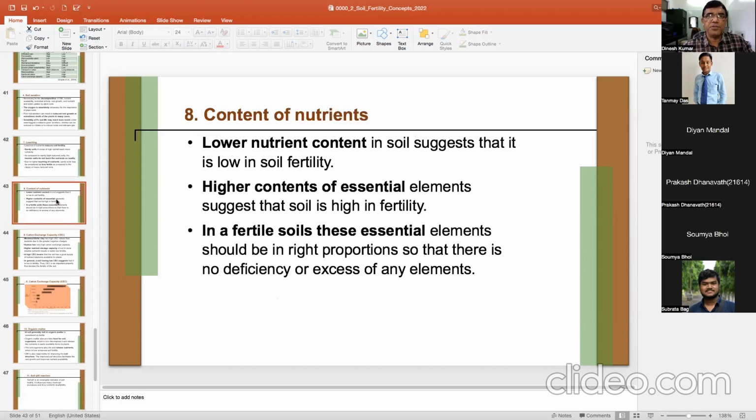Content of nutrients. If your soil has more nutrients, then it is fertile. If it has less nutrients, then it is less fertile. So you have seen the classification or rating chart. So nutrient content is necessary. If there are no nutrients, we can say this soil is not fertile. So lower nutrient content in soil suggests that it is low in fertility. Higher content means it is high in fertility. So in a fertile soil, these essential elements should be in right proportion.